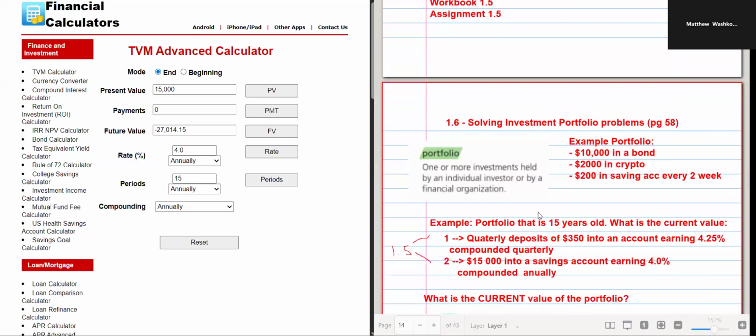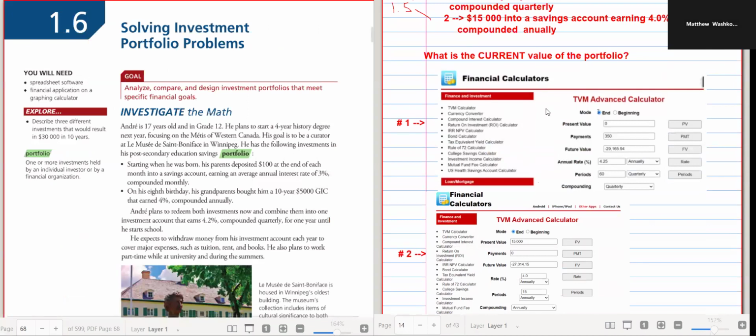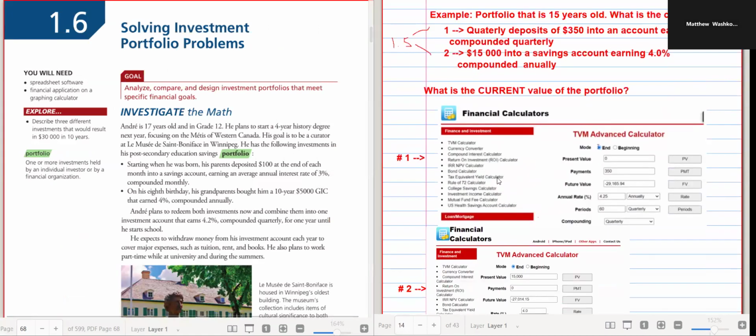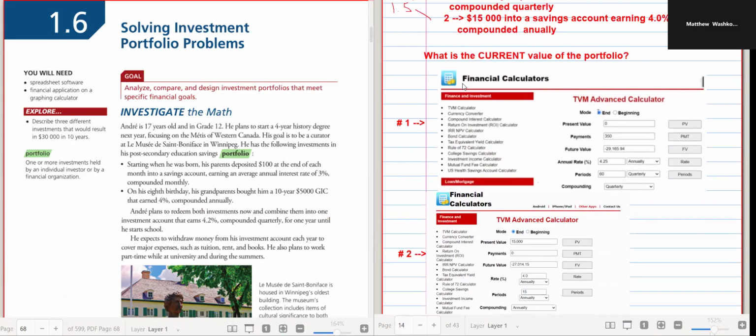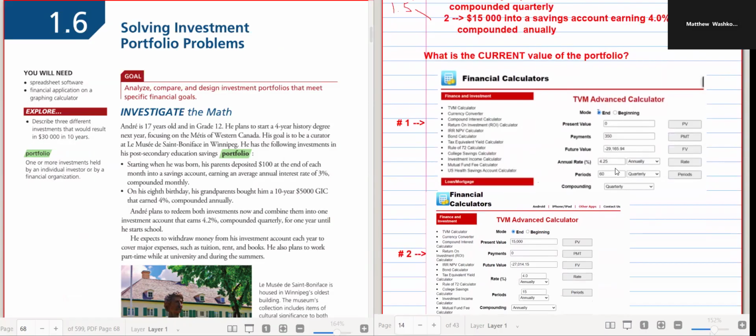Okay, so once you've done that, just to save us some time, I've kind of streamlined this a little bit. I've done one on the calculator and two on the website. So on the website, here's number one, right? Investment one, the quarterly deposit of $350. So you can see I put it all in. This was the thing that I had to press the FV for to solve.